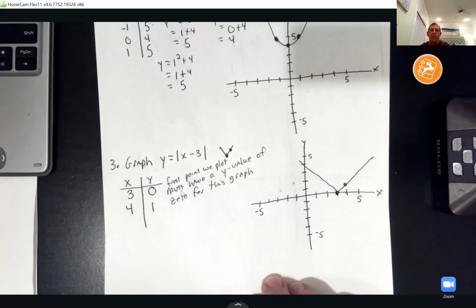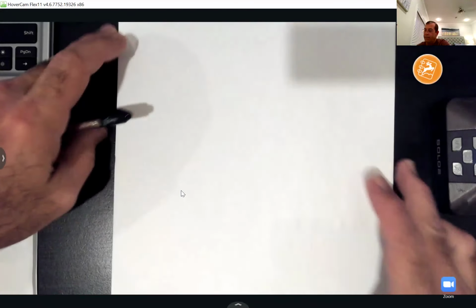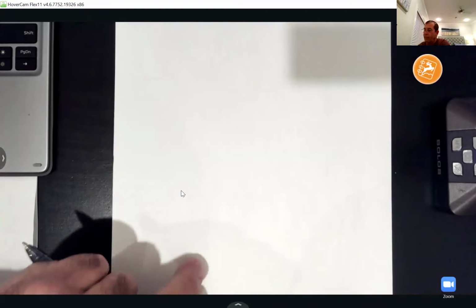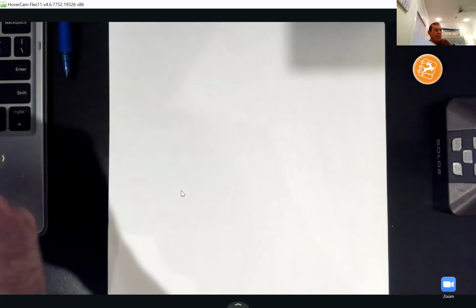All right, y'all, any questions on those? All right, so those problems mainly came out of section 2.1 and 2.2 on the graphing, okay?